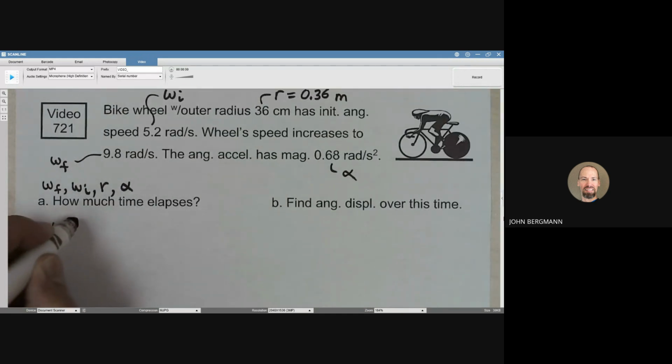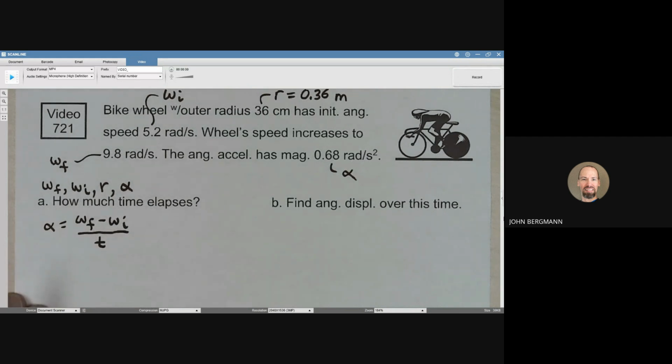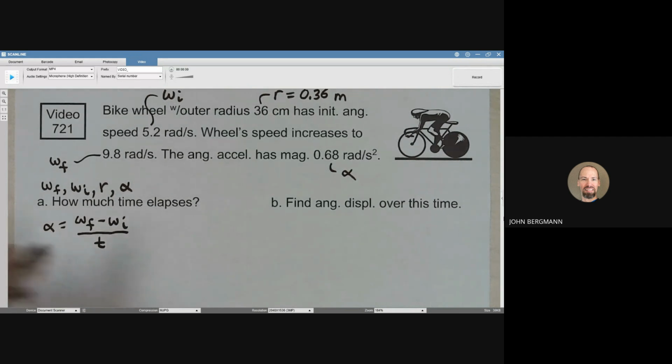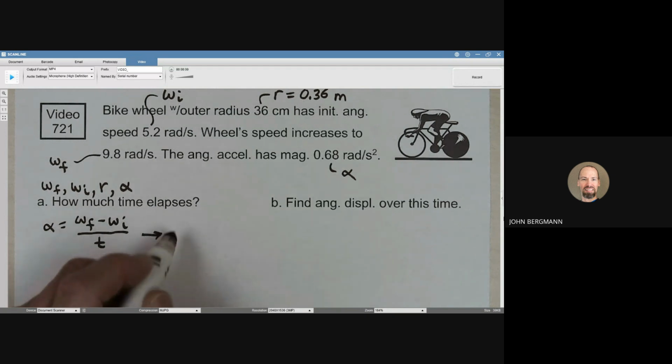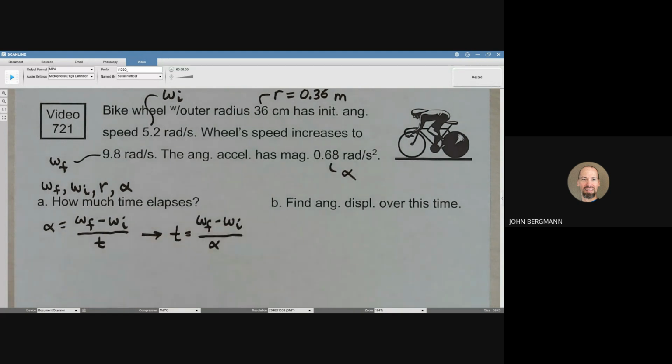Alpha equals omega final minus omega initial divided by time. We need to solve this for time. If we multiply both sides by time and divide both sides by alpha, I think we're going to get an expression that looks like this. You convince yourself that that's okay. And now let's put the numbers in.